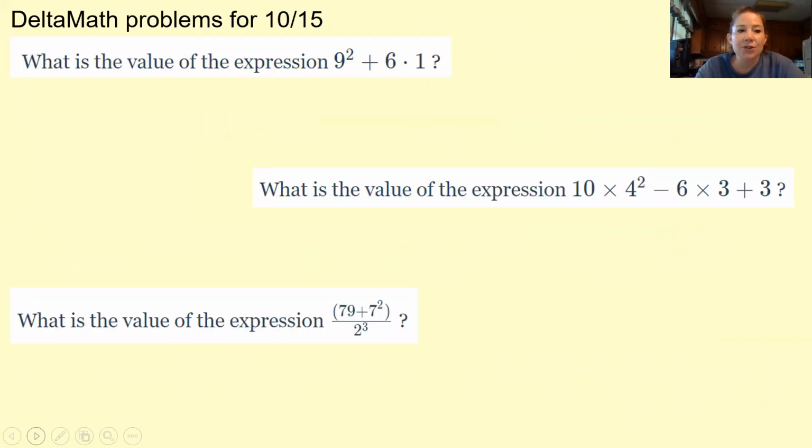All right, so on Friday, you're going to do some Delta math problems, and some of them are going to involve order of operations. So we talked about this before fall break.